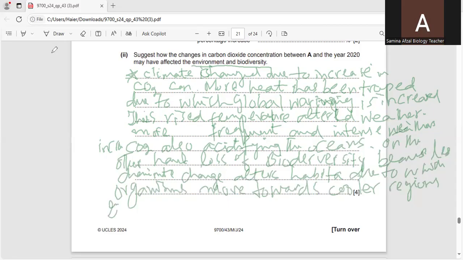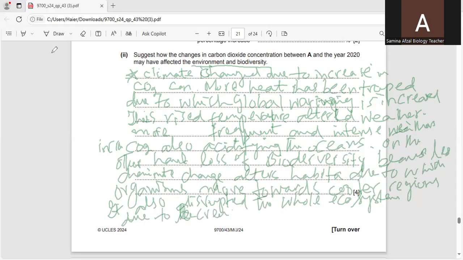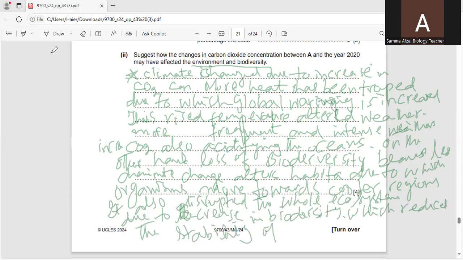It also disrupted the whole ecosystem due to the decrease in biodiversity. And you students, ecosystem is stable when there is biodiversity. If there is less biodiversity, the ecosystem will not be stable. Stability of ecosystem.